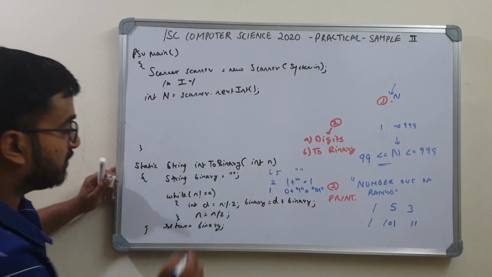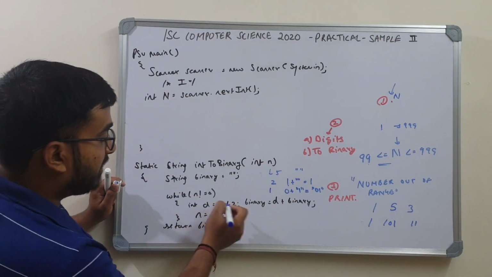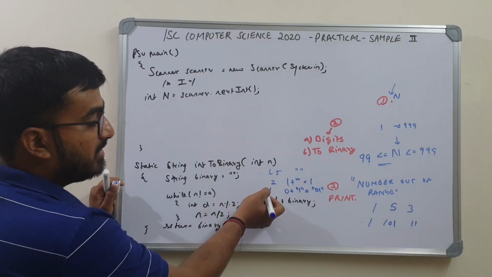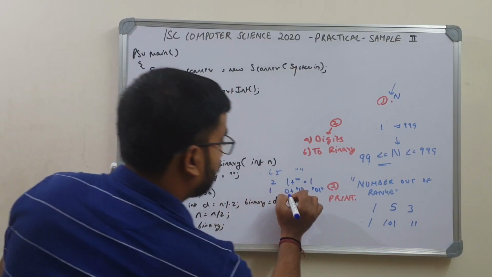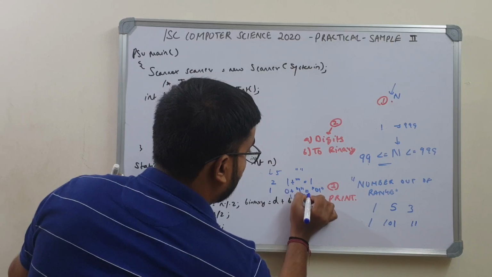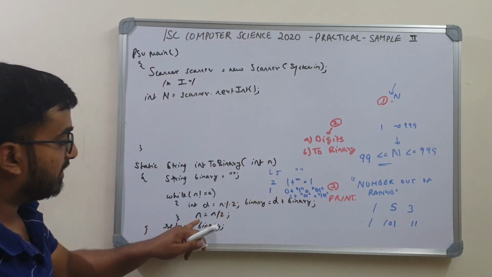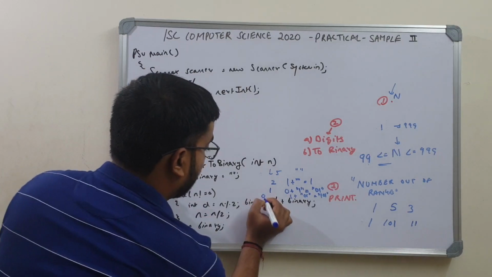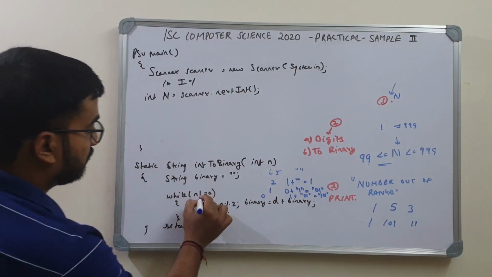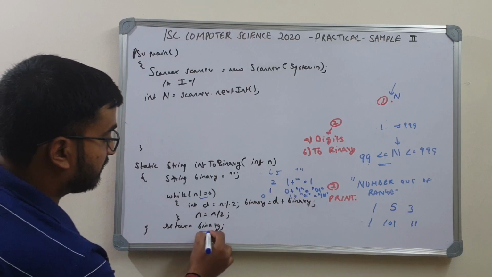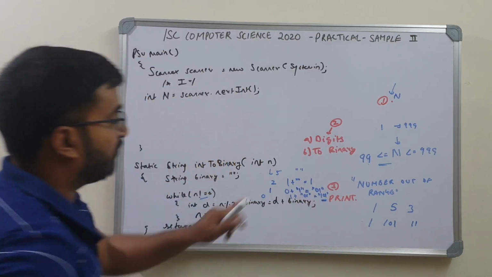N is not equal to 0 is true since n is 1. D is n % 2. 1 divided by 2 leaves a remainder of 1. So 1 plus 0 1 will give you 1 0 1. Then n is equal to n / 2 will give 0. We come back here, n is not equal to 0 is false. So you finally return this binary, which is 1 0 1 for 5.